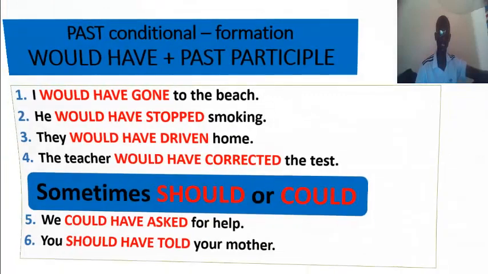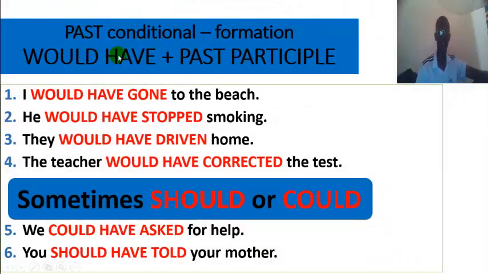Okay, now third conditional, also called type 3 conditional. The third conditional, before we tackle it, we have to revise the past conditional. Nous allons réviser le conditional passé ou bien le perfect conditional. So you can say past conditional or perfect conditional. How is it formed? Would have plus past participle. Would have plus le participe passé du verbe.